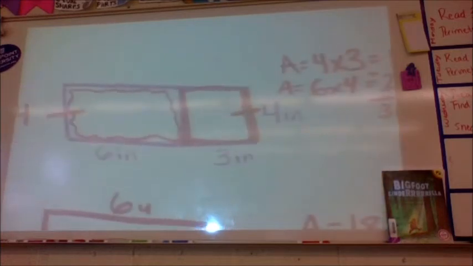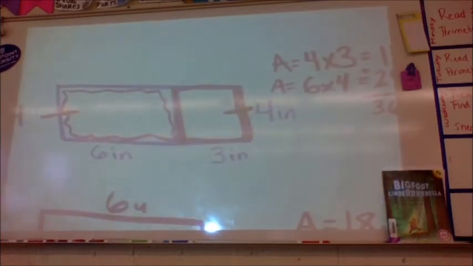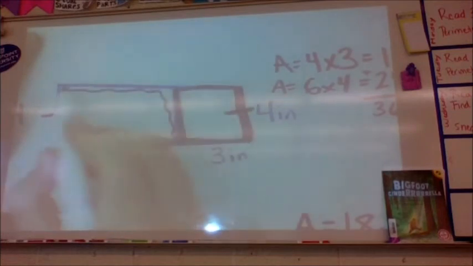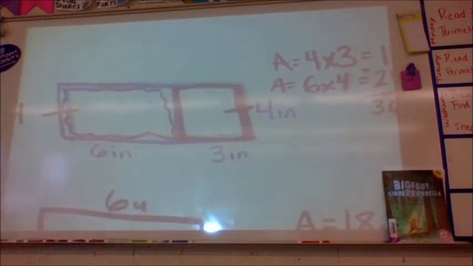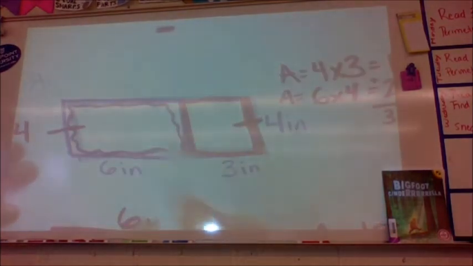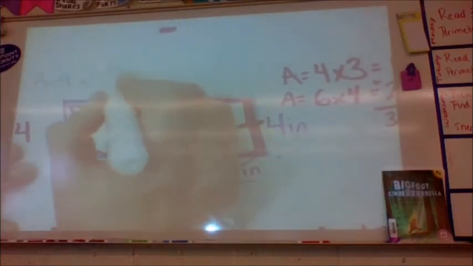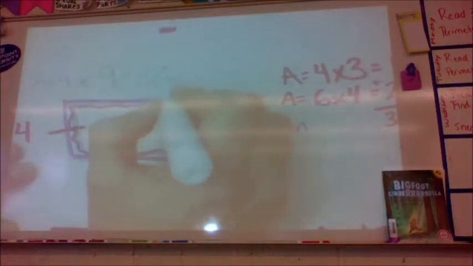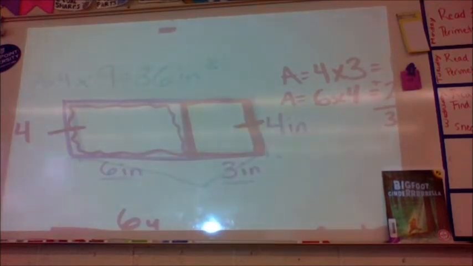Now, the other way they could do it is they could think of this shape as one entire rectangle. Okay? So what they would do here is to solve area, they would keep that 4 inches because that's from top to bottom. Then they can also think of this as one side to the next, which would be 6 inches plus 3 inches, which would be 9. So they would do 9 times 4, which would also give them that answer of 36 inches squared. So those are kind of the 2 basic ways to find area of a regular shape.